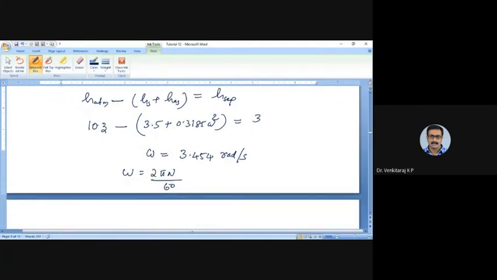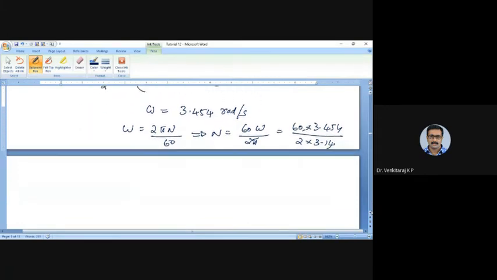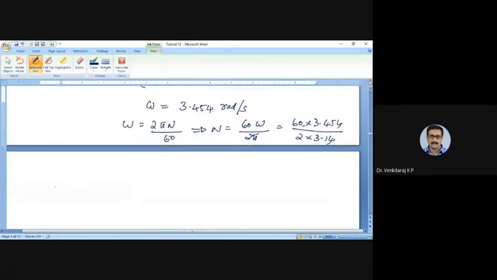So this gives n equal to 60 omega by 2 pi. I can substitute omega as 3.454 and get 60 into 3.454 by 2 into 3.14. So I get the speed of the pump as n equal to 33 rpm.